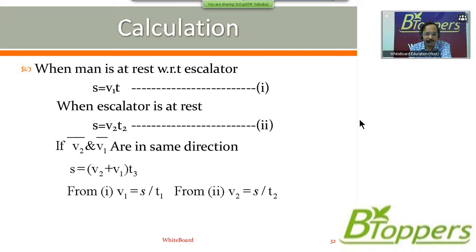Those who want to copy the calculation, they can take a pause and copy this calculation. So substituting V1 equal to S by T1 and V2 equal to S by T2, you get S equal to S by T1 plus S by T2 whole multiplied by T3. Then you can divide this equation by S and try to simplify it yourself.